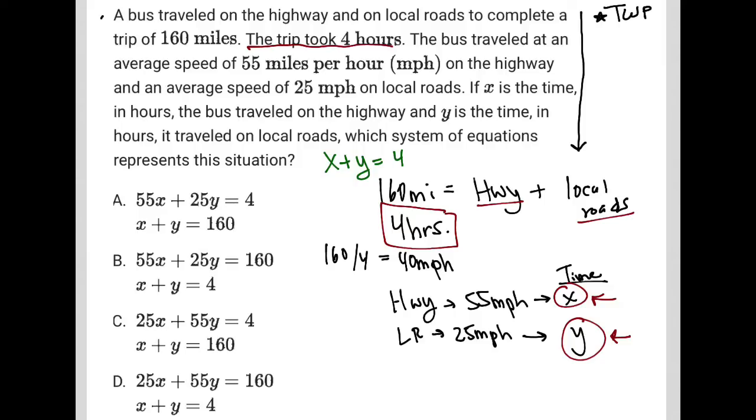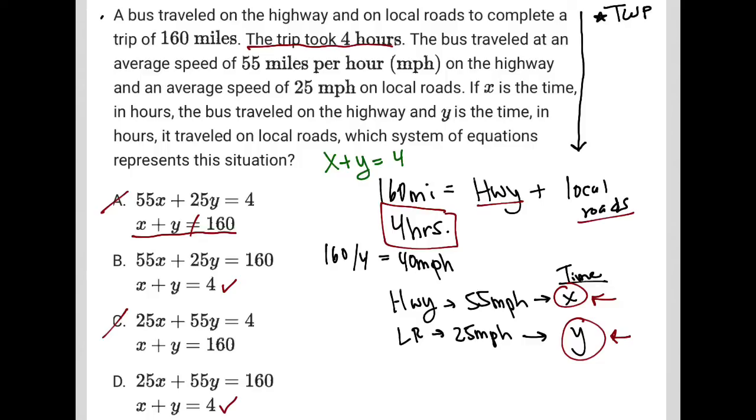And I like to stop and look at my answer choices and see, is there anything that I can cross out simply based upon that understanding? And there is. Choice A says X plus Y equals 160. Well, that's not true. We know that X plus Y equals 4. Choice B has the X plus Y equals 4, so that's good. Choice C also says X plus Y equals 160, so that's out. And choice D has the X plus Y equals 4 that we want. Then I continue reading. Which system of equations represents this situation?